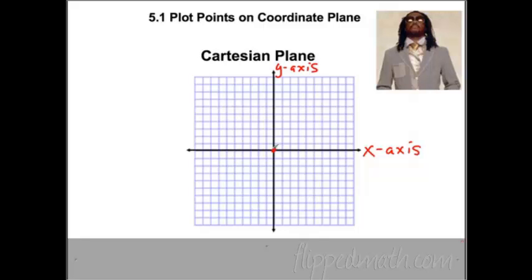Where do they intersect? Where do they cross? Right here at point 0, 0. Well, what is 0, 0 really called? It's called the origin. It's like where everything originates. So please know point 0, 0 is the origin.